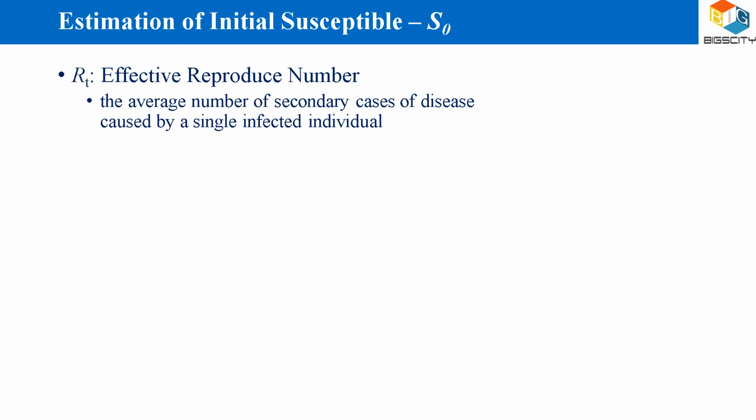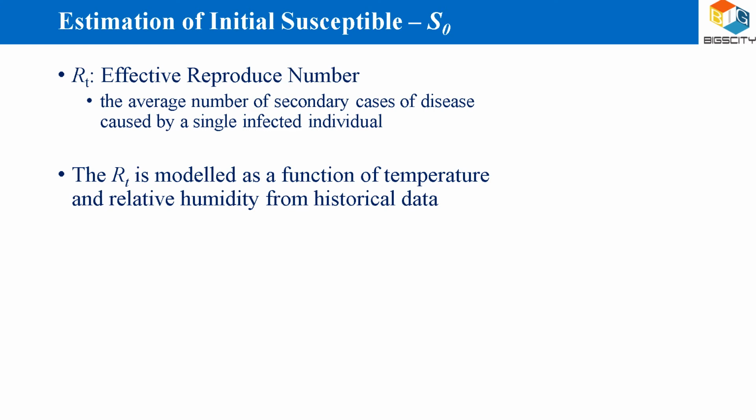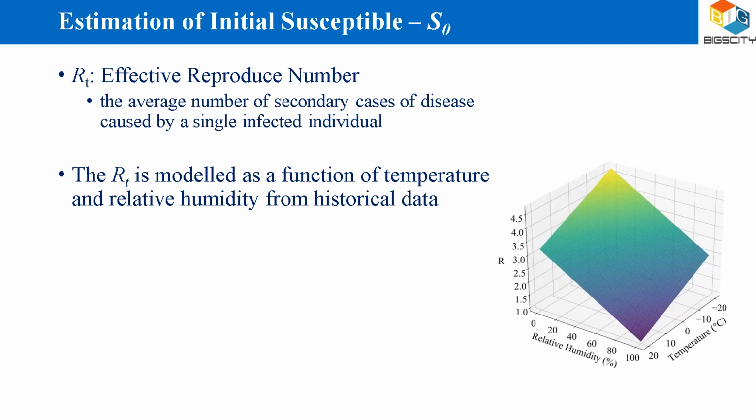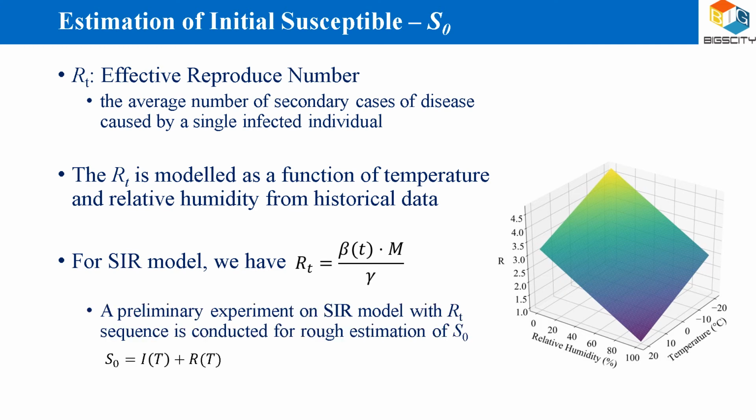To address the challenge of S0 initialization, we introduce the effective reproduction number Rt. Recent studies have shown a relationship between Rt and the environment. We model Rt as a function of temperature and relative humidity to obtain their future values. On the other hand, for the traditional SIR model, the relationship between Rt and the model parameters beta and gamma can be expressed as this equation. Thus, given the Rt sequence, we conduct a preliminary experiment with the SIR model to estimate the final infected population roughly, which is regarded as S0.